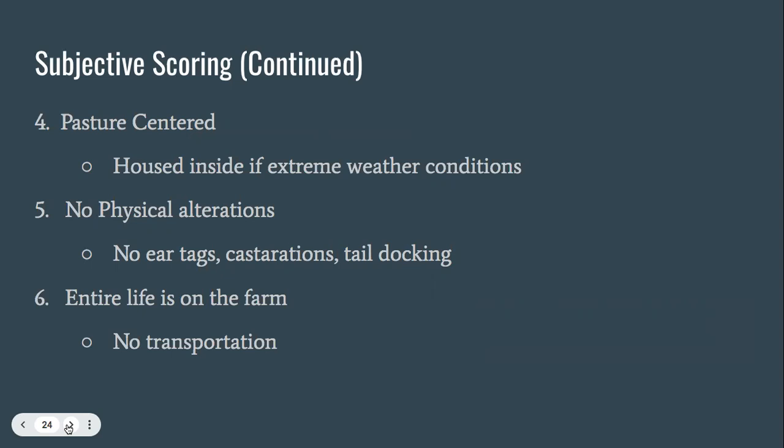No physical alterations, so there's no ear tags, castrations, tail docking, anything like that done to the sheep. And then they must spend their entire life on the farm. There is no transportation. Everything must be done there if they're going to see a vet or they need to have medication or anything like that. It must be on the farm, and you cannot transport them for slaughtering or anything like that.